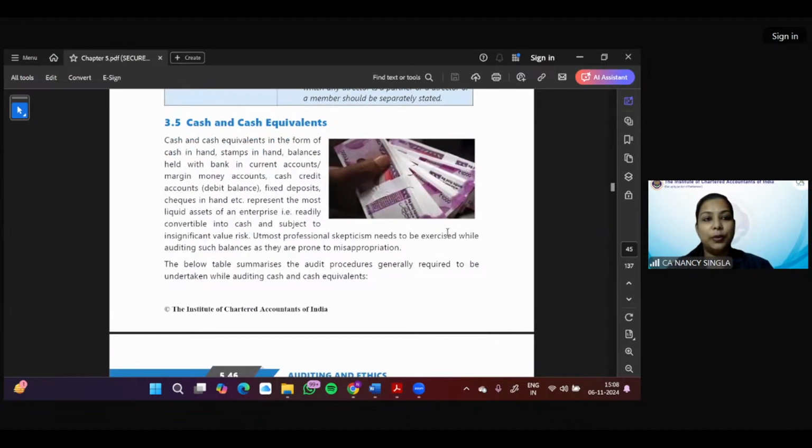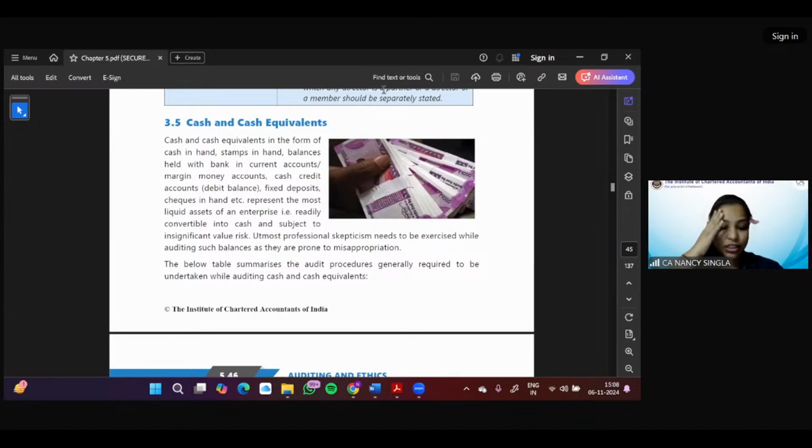Now let us start with the examination of various assertions relating to cash and cash equivalents. Before that, please let me know if you have any query. So Amrit Chaudhary is saying clear, Om Krishna is saying clear, Bhumika is saying yes, ma'am, clear. Okay. Others also please reply.